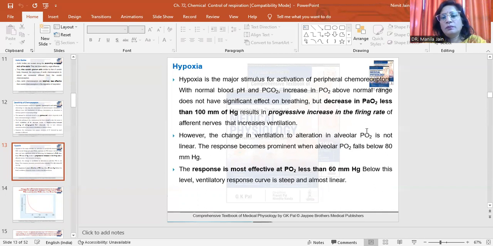An increase in PO2 above the normal range does not have a significant effect on breathing. But a decrease in PaO2 to less than 100 millimeter of mercury results in a progressive increase in the firing rate of afferent nerves that increases the ventilation.